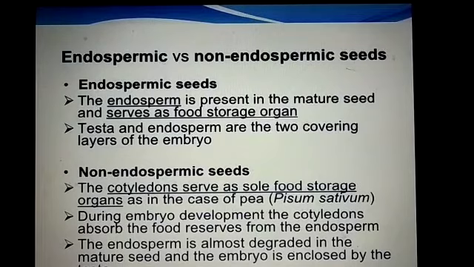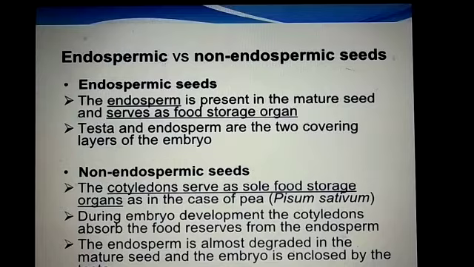So in endospermic seed, the endosperm is present in a mature seed and serves as the food storage organ. Okay, and in non-endospermic seed, the cotyledon serves as the sole food storage organ, as in the case of pea. During embryo development, the cotyledons absorb the food reserves from the endosperm, and the endosperm is almost degraded in the mature seed and the embryo is enclosed by the testa.